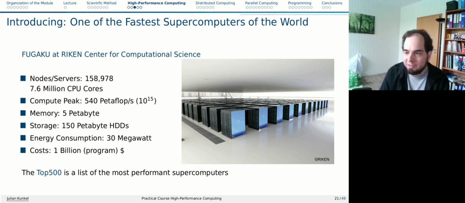So that's a lot, where you can run nice computer games. In fact, you could probably run more than 160,000 computer games at the same time.